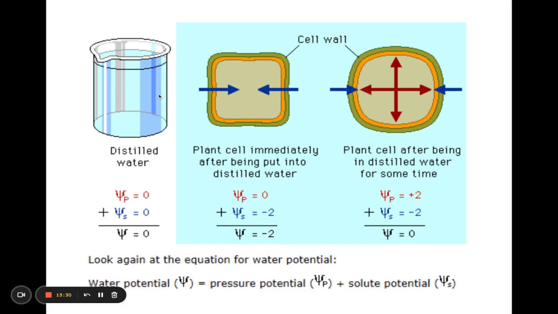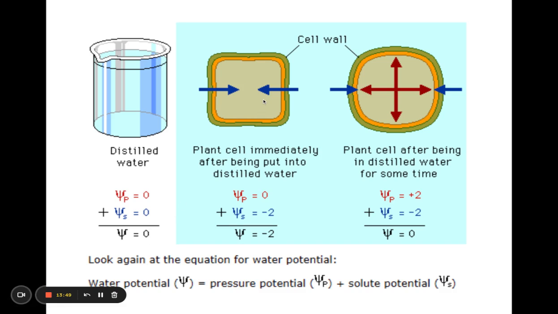A beaker with distilled water has a water potential of 0 because it has no solutes dissolved. So the solute potential is 0. There is no water pressure potential because it's open to the atmosphere. So 0 psi p plus psi s equals 0.